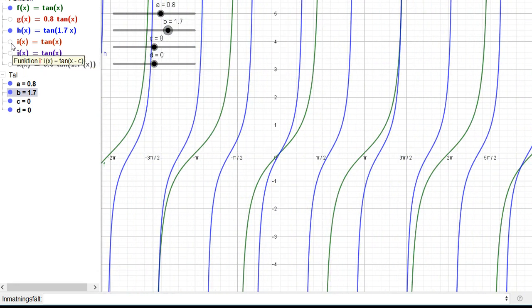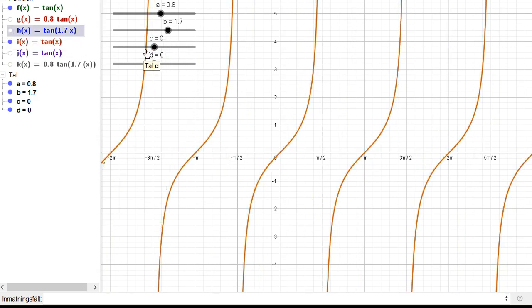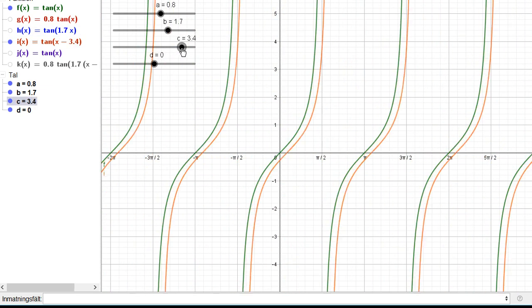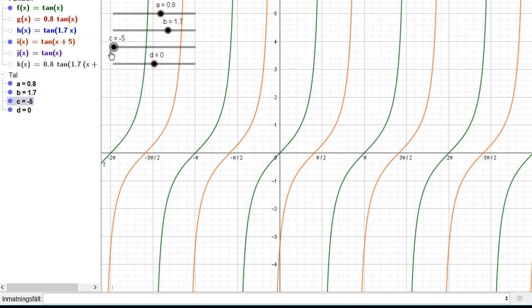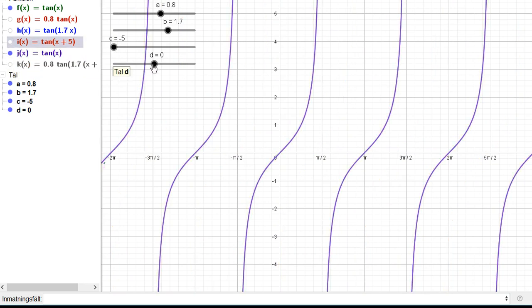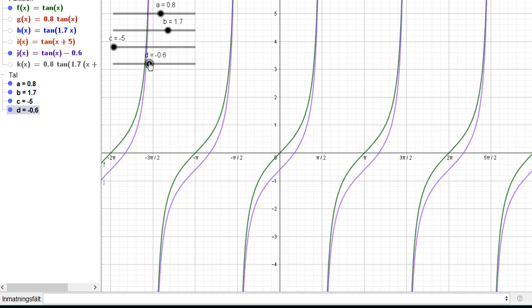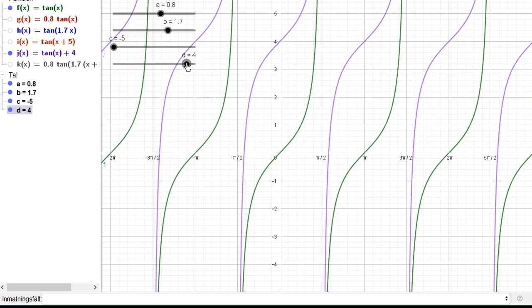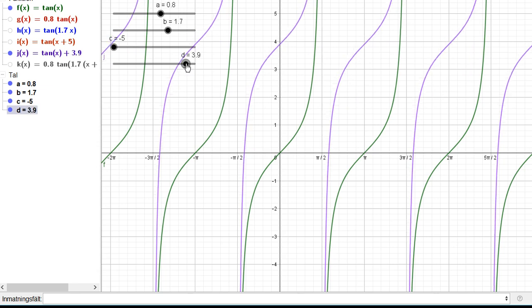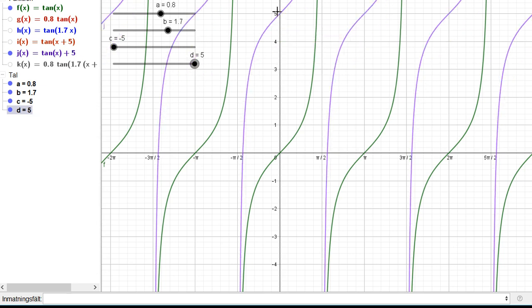You need to think differently with tangent. And when it is C, it's the same: more than 0 shifts to the right, less than 0 shifts to the left. And we have the D now. Where to start? If it's 4, then you start with 4. If it's 5, then you start with 5.